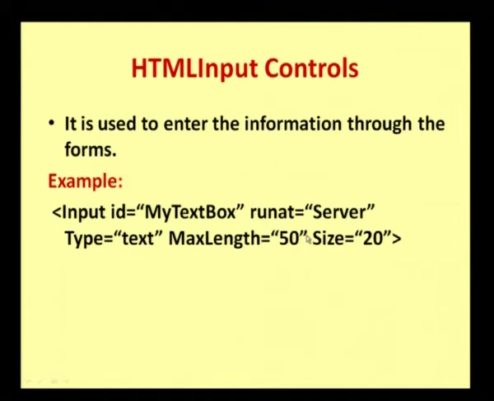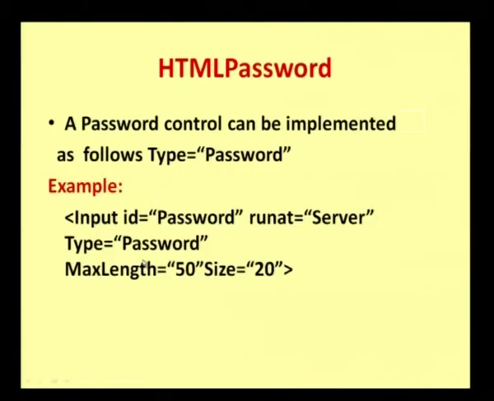So the HTML input controls: the first one is the text field. If you want to give a text field, we have to specify type equal to text. The next control is HTML password. This is used in forms to enter a password. Generally we will be using username and password while designing several web forms. So when the user enters a password, we can directly use this control instead of a text field. So it is of the type password.